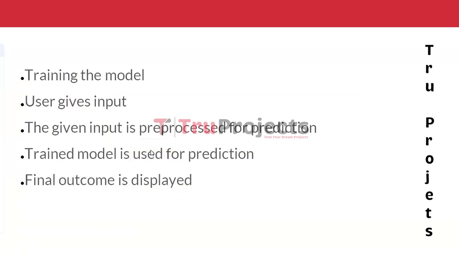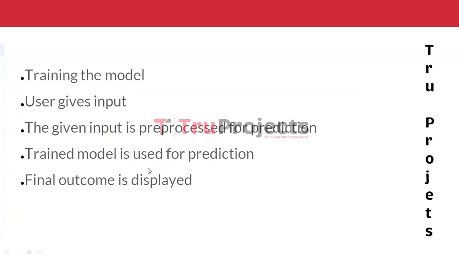And the ninth step is the user gives the input. Here, the web application is created using the Flask framework, allowing the user to input the data for the prediction. The Flask interface provides a form where users can enter the relevant input data. And the 10th step is the given input is pre-processed for prediction. Here, the user input data is pre-processed to match the format used during the model training. This involves scaling, normalization, or necessary feature transformations.